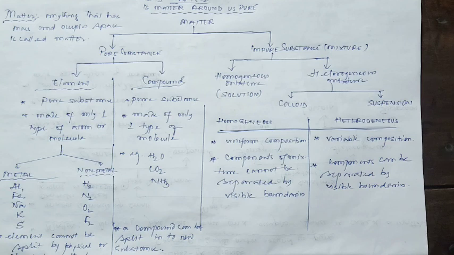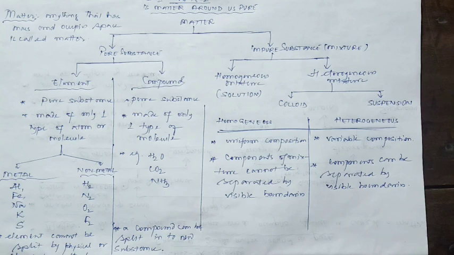In this chapter, we will see the classification of matter on the basis of purity, whether the matter is pure or impure. So here you can see the flow chart showing the classification of matter based on their purity. So matter is classified as a pure substance and impure substance. Impure substance is also called a mixture.